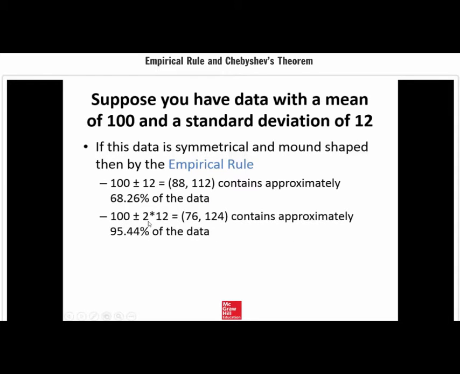Mean plus or minus two standard deviations will contain approximately 95.44% of the data. Finally, the mean plus or minus three standard deviations will contain almost all of the data, approximately 99.73% of the data.